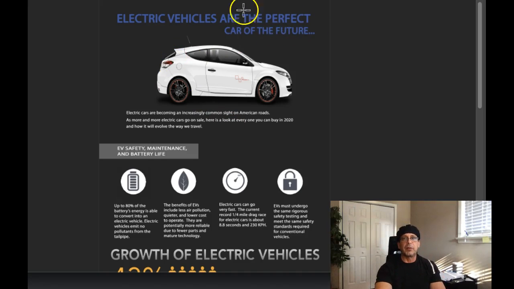So, electric vehicles are the perfect car of the future. And then you've got this image right here. But how do we know that's an electric car? I would try to use an image here that's maybe plugged into a filling station or something, so the viewer knows that's an electric car. Do you see what I'm saying?